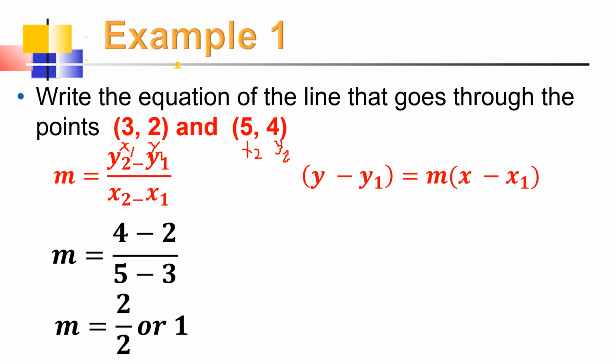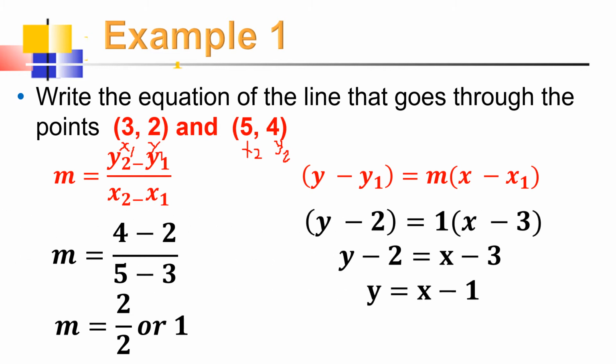Gagamitin na natin yung point slope formula to find the equation of the line. So, ganun lang ulit. Papalitan natin yung y sub 1, yung m at saka yung x sub 1. So, that means we have y minus 2. Ito kasi yun, yung y sub 1 mo. Is equal to 1. That is your slope. Yung na-compute nating slope. Quantity x minus 3. That is, ito yun. Ito yung x sub 1 mo. Then, simplify mo lang, y minus 2 is equal to 1 times x will give you x. 1 times negative 3 will give you negative 3.